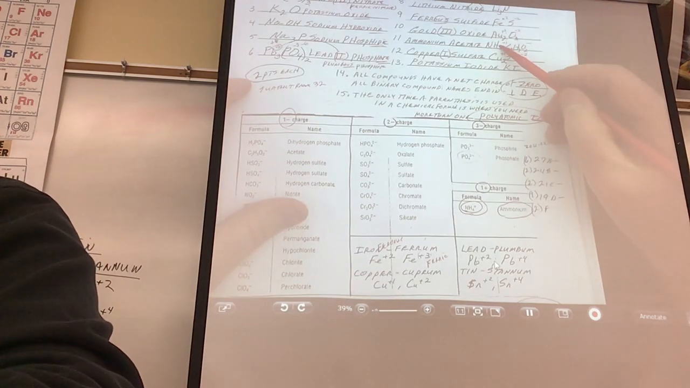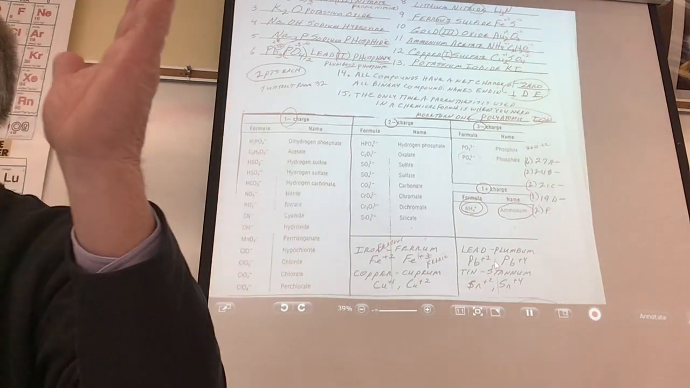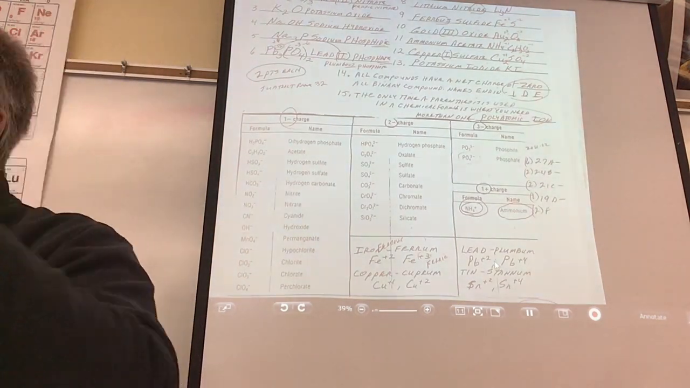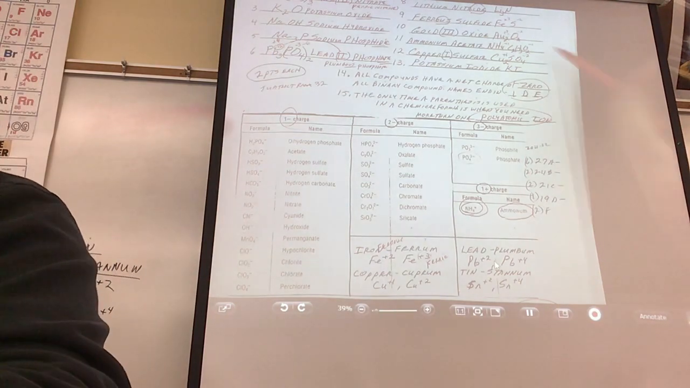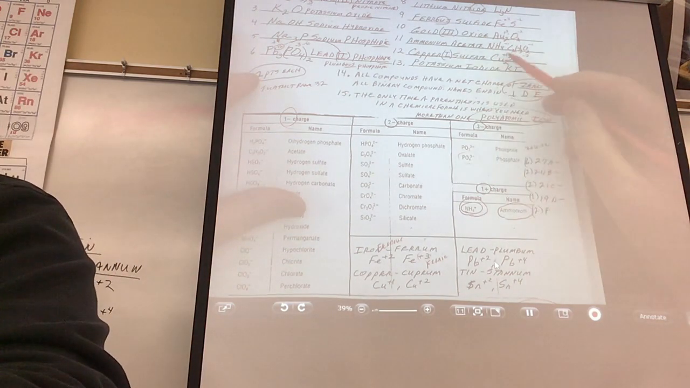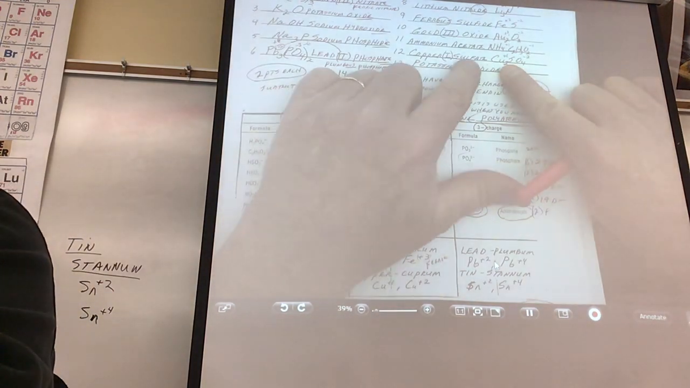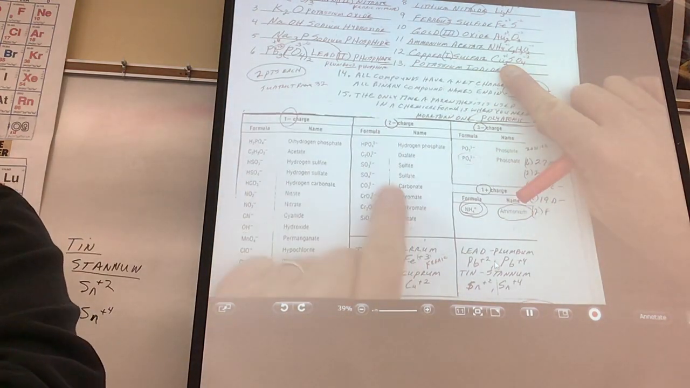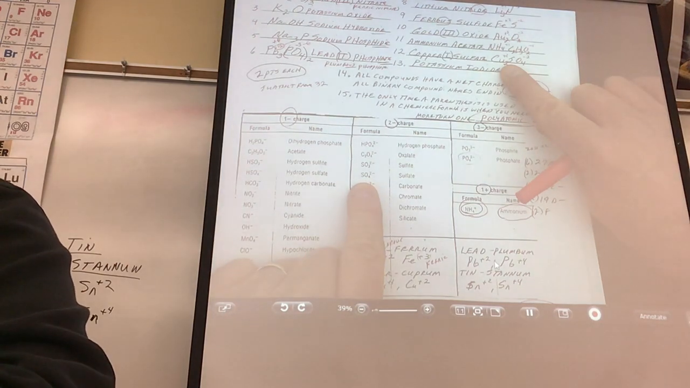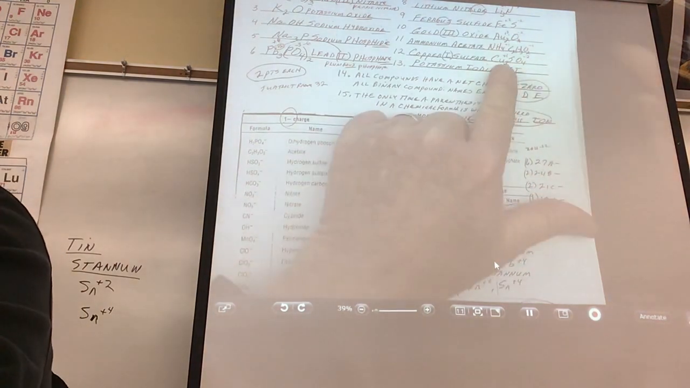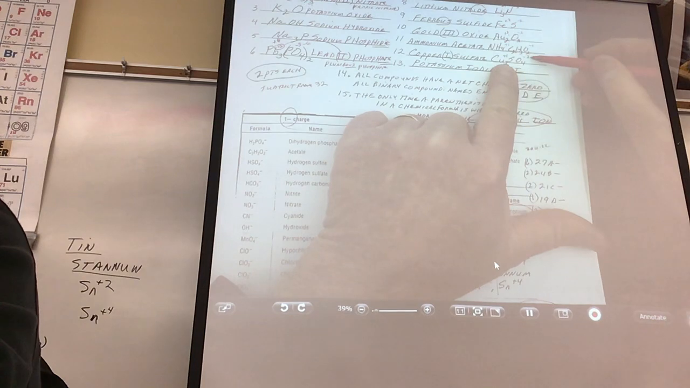This guy's +1, and this guy's -1. What do you think? Am I done? I'm done. +1, -1. Next one, copper 1. So put copper +1. Sulfate. Go down here. Oh, you're SO4, and you have a -2 charge. So what are you going to do? I have a +1 charge. You have -2. How are you going to fix that?